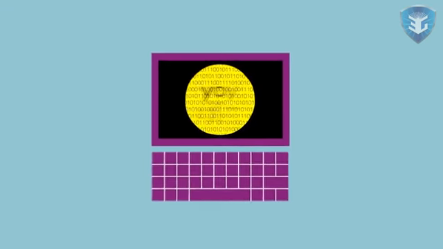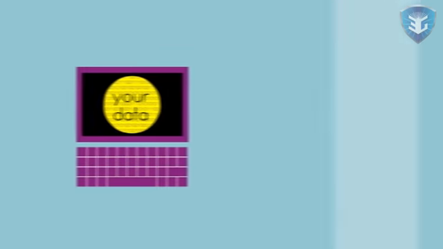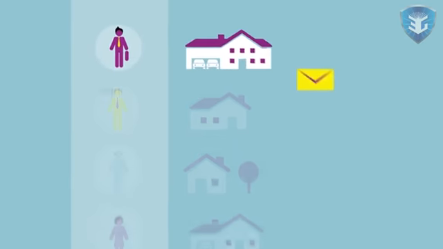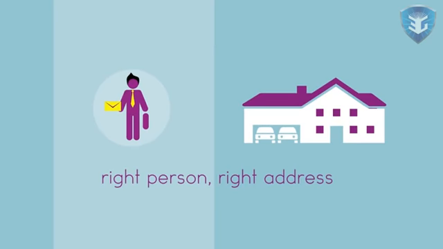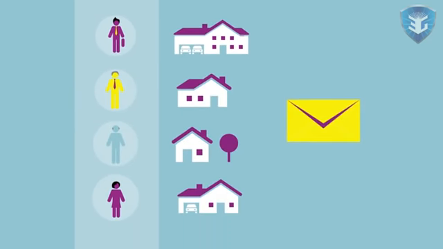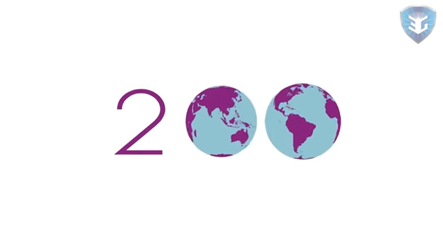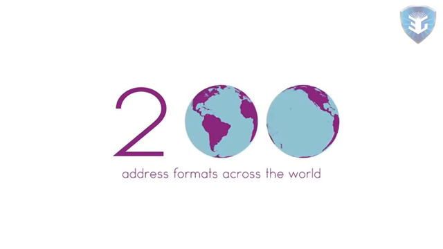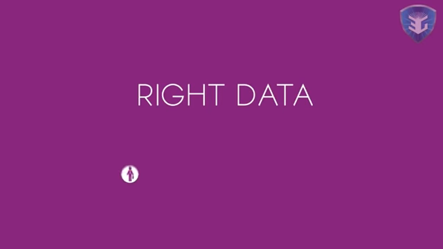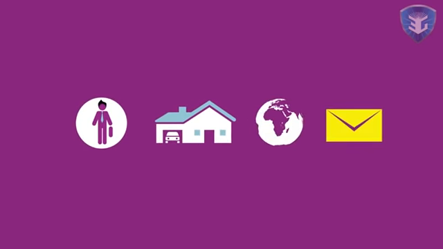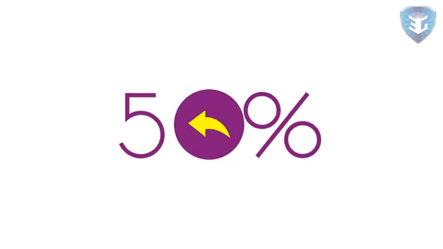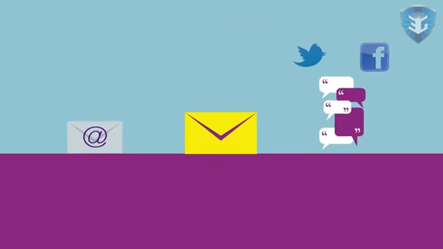Fourth, how do I send it out? Quite simply, it's all about your data. A good quality mailing list is necessary to reach the right person at the right address. That's easier said than done. People move and change jobs, businesses shut down, and there are 200 address formats across the world to get right. With the right data, it's also possible to tailor messages to the intended recipients, and that can increase response by up to 50%. And using direct mail alongside other media channels can help to spark conversations with customers.